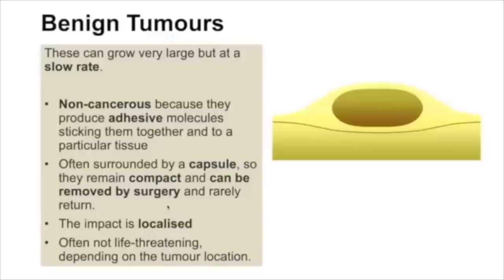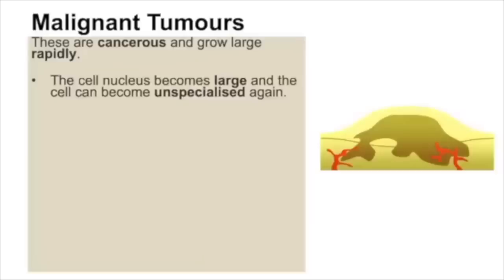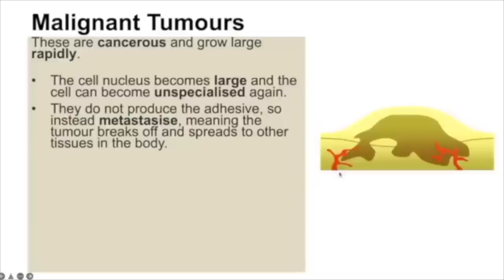So, for example, a benign brain tumour is still very dangerous because any type of brain surgery is very high risk because you have to cut through the skull, and in removing that tumour, you could actually damage some of the other brain tissue. Now, in contrast, malignant tumours, these are the ones that are classed as cancerous, and they do grow much quicker. The cell nucleus becomes very large and it returns back to its unspecialised state again. They don't produce that adhesive sticky layer or the capsule, and therefore they can metastasise.